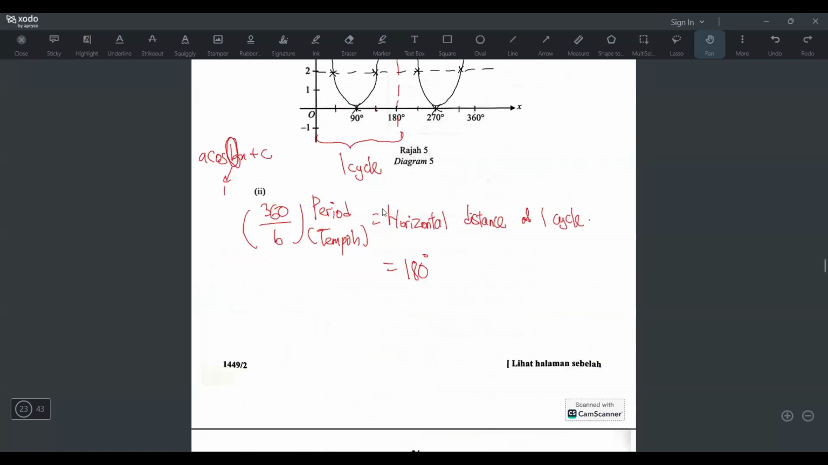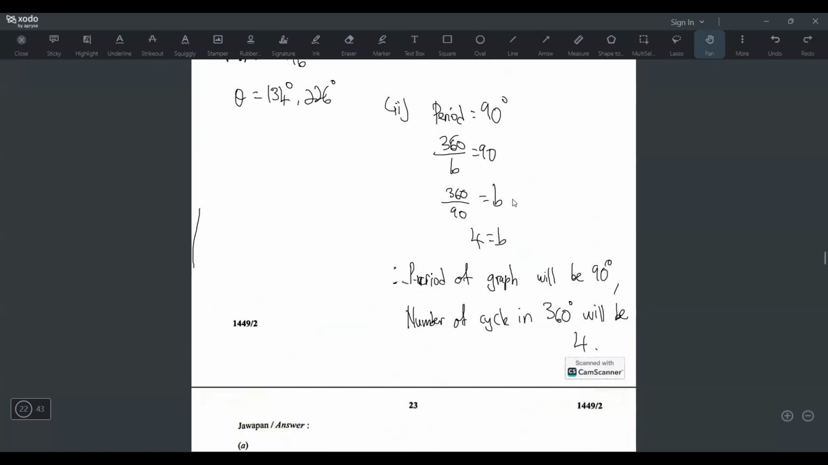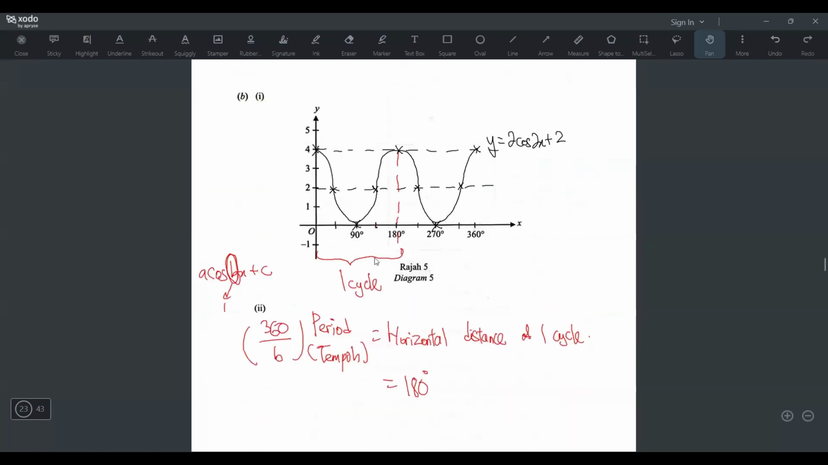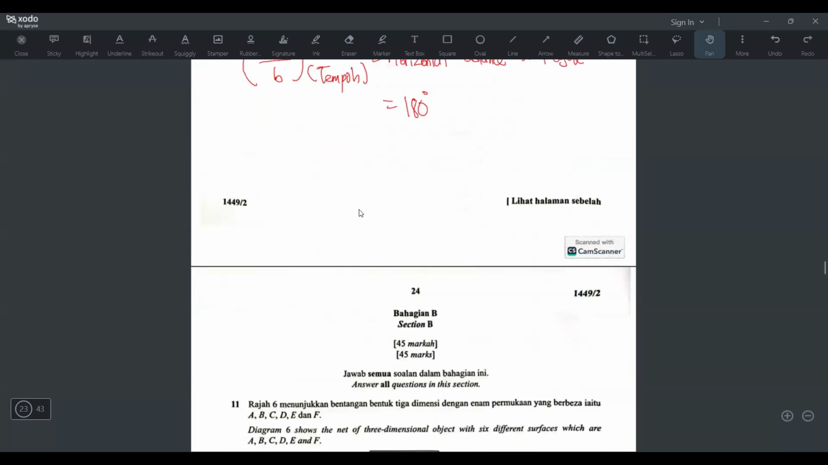The red color one, this is just my notes. This is not the working. It's just my explanation. The working is this one. So in exam, you only need to write this. The red color one, no need. This is just my explanation. Okay, sudah siap.